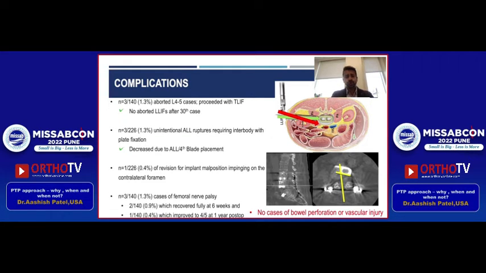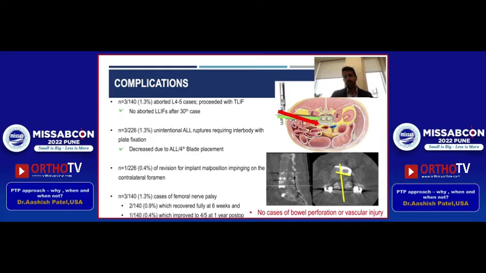I malpositioned one implant early on in my learning curve, pushing it too posteriorly and having contralateral radicular issues, and I had to revise that. And then I had 1 case of permanent femoral nerve issue and 2 cases of a very temporary mild femoral nerve issue that resolved in 6 weeks. And these are things that can happen in traditional lateral as well. So be mindful of where that nerve is, and use neuromonitoring when you're doing these cases.